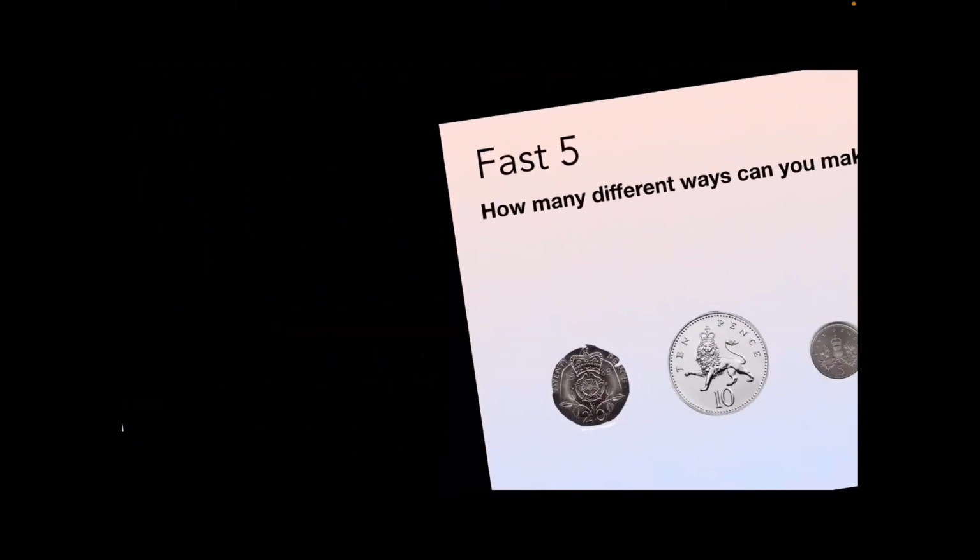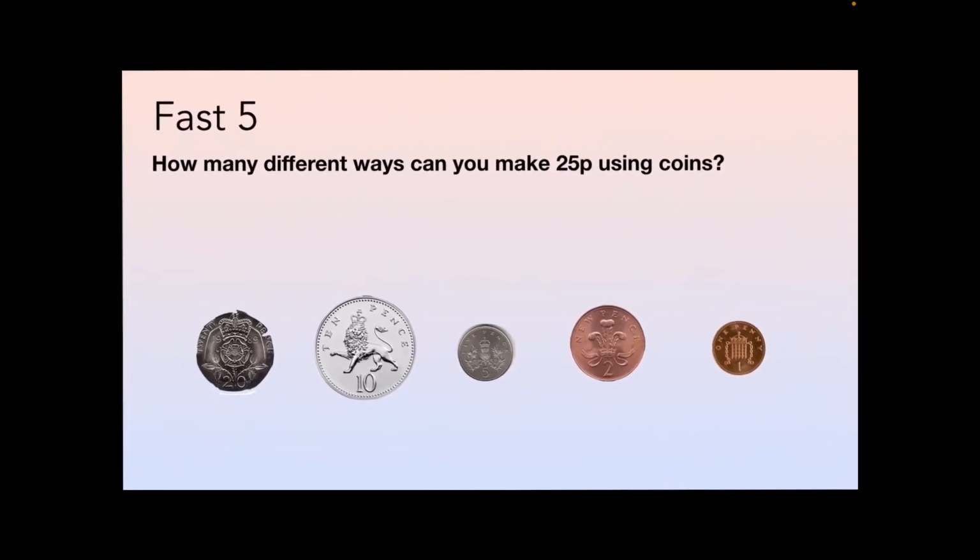Before we get started though, we have a fast five for you, and it's just one question that you can expand into as many different answers as you like. But the question is, how many different ways can you make 25p using coins? And we have our choices down here for English coins. A 20p, a 10p, a 5p, a 2p and a 1p.